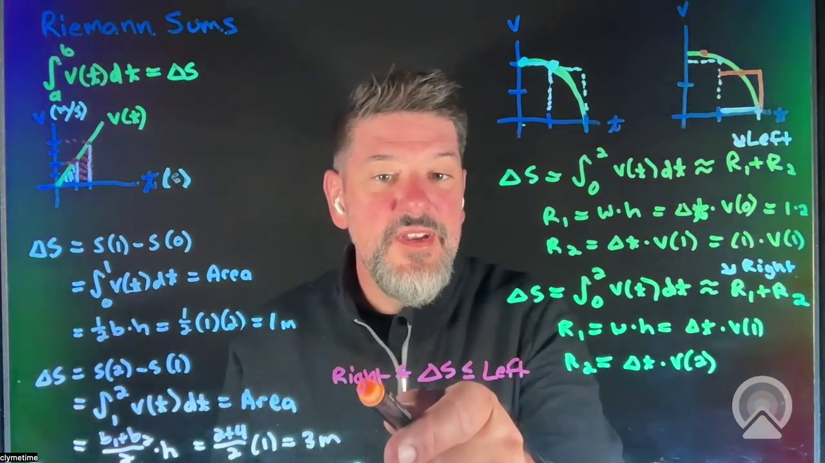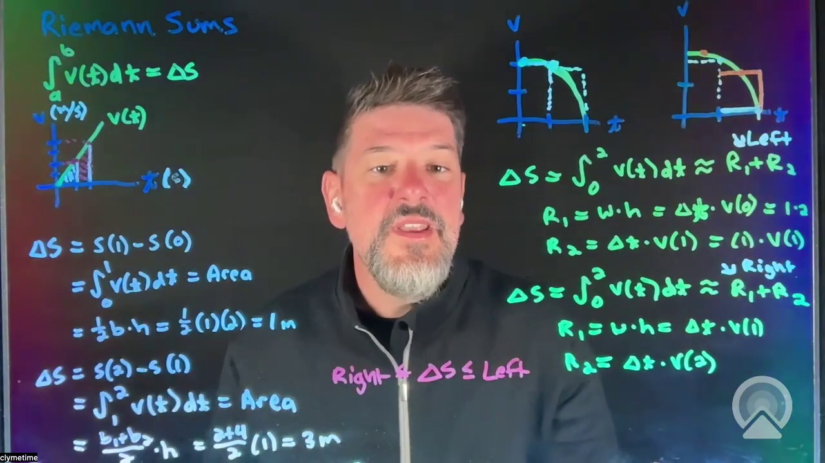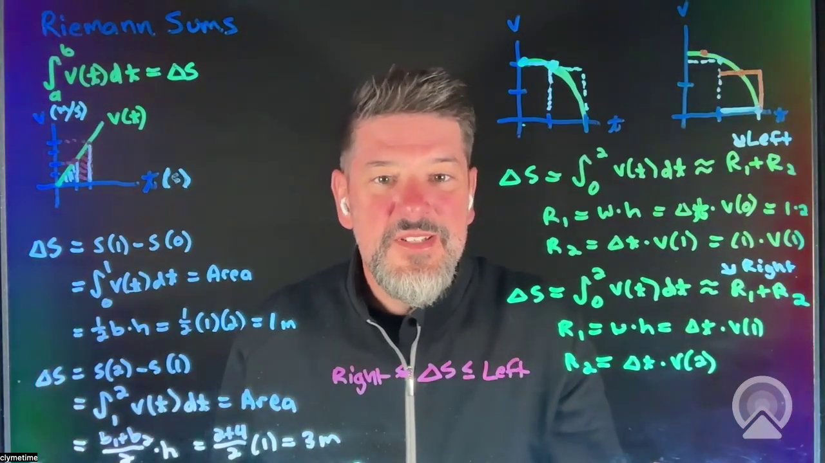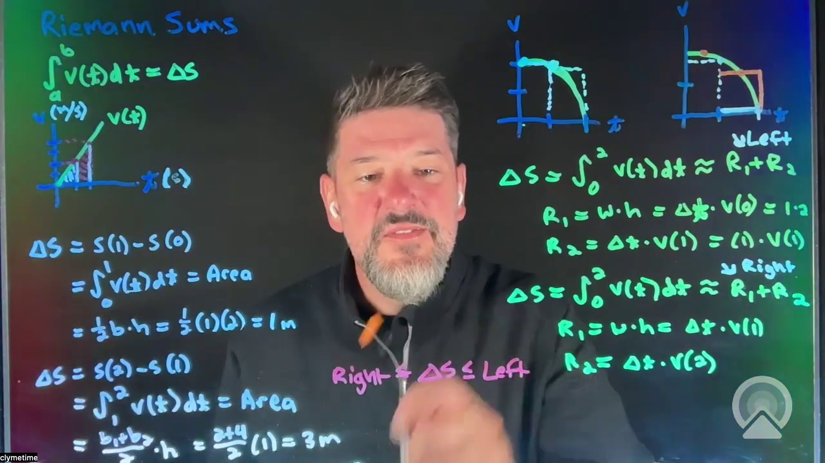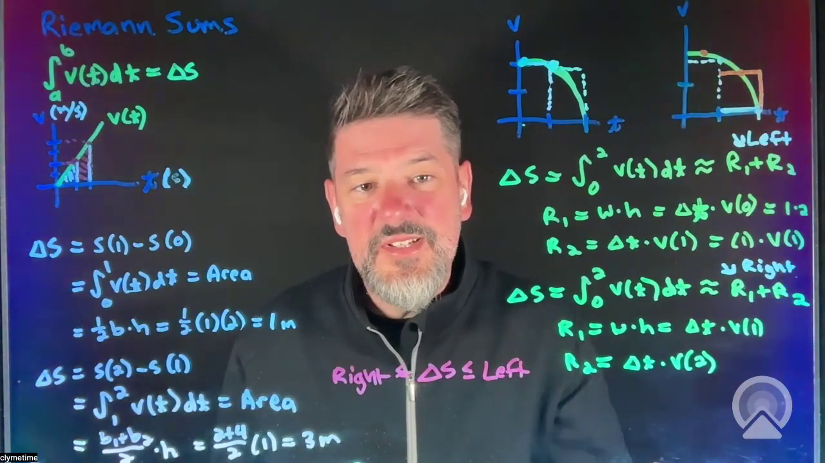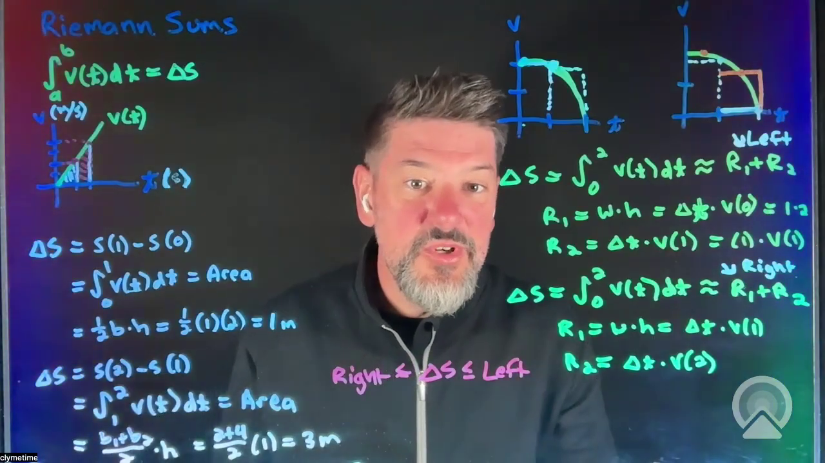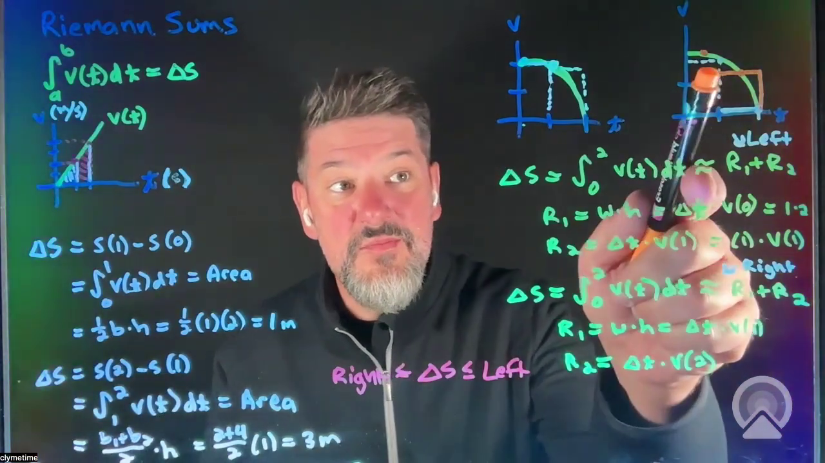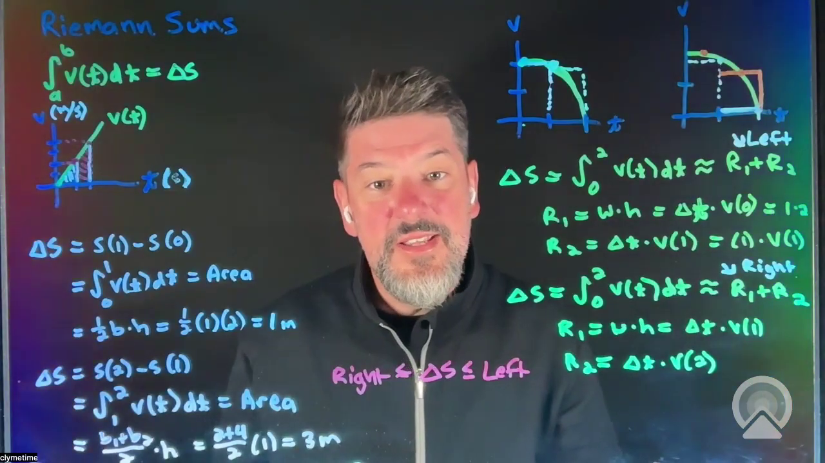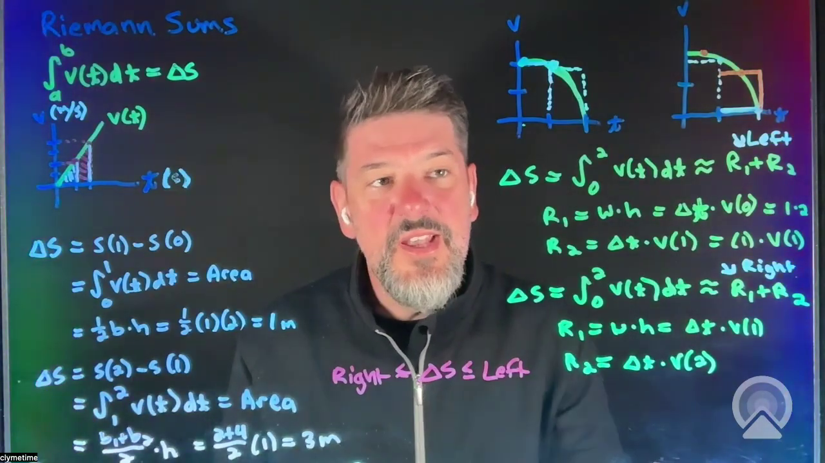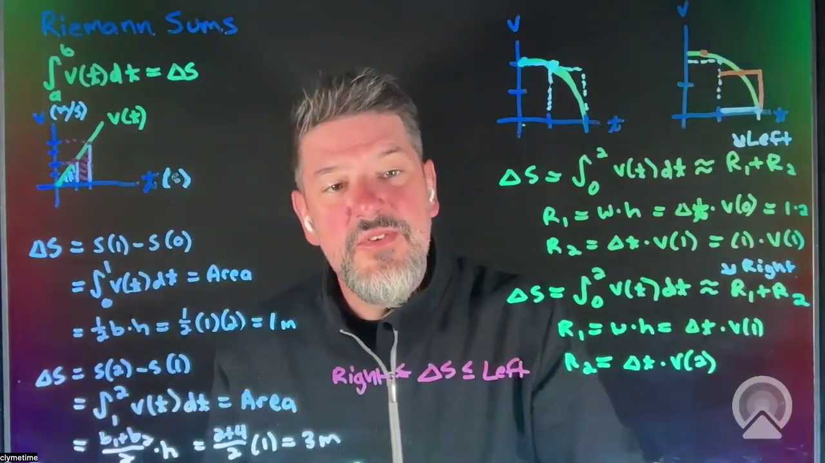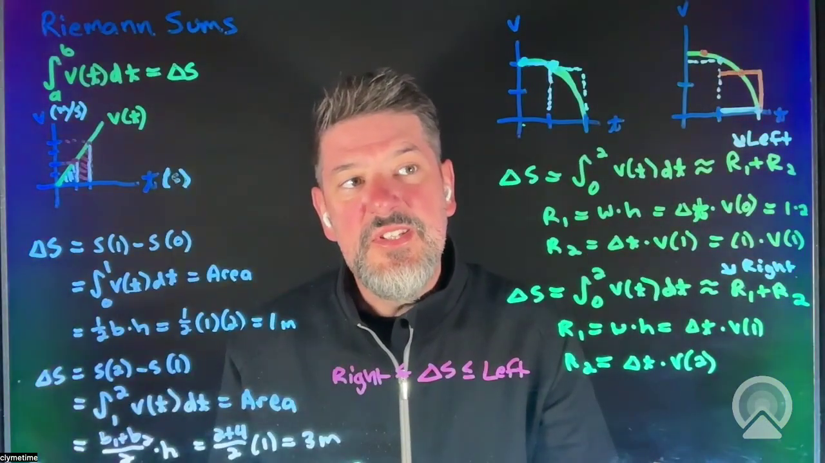So you can find the right endpoint approximation by finding the area of two rectangles using the right endpoint. And you can find the area using two rectangles with the left. And you can average those together and get a change in position that's pretty close. Or you can use the midpoint, which is a little trickier to calculate initially, but then you only have to do one calculation. And that's going to be pretty close to the actual change in position as well.